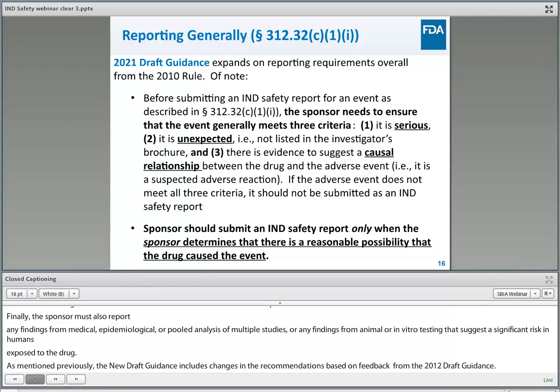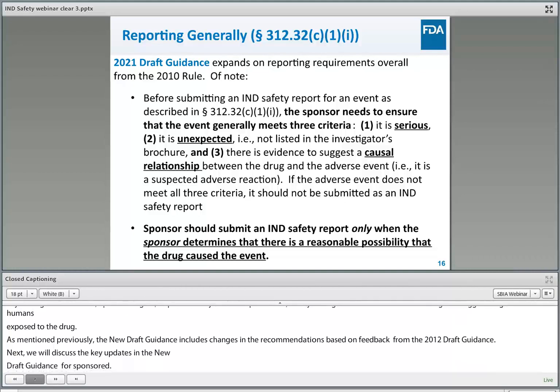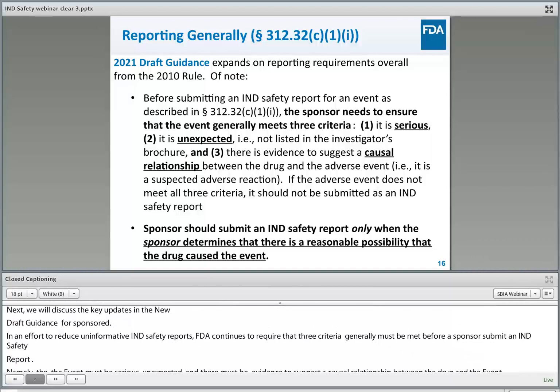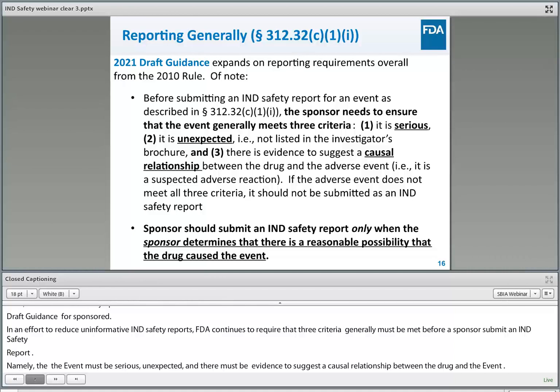In an effort to reduce uninformative IND safety reports, FDA continues to require that 3 criteria generally be met before a sponsor submits an IND safety report under this section. Namely, the event must be serious, unexpected, and there must be evidence to suggest a causal relationship between the drug and the event. The sponsor must assess whether or not there is a reasonable possibility that the drug caused the event. The sponsor should only submit such an IND safety report where all 3 criteria are met.